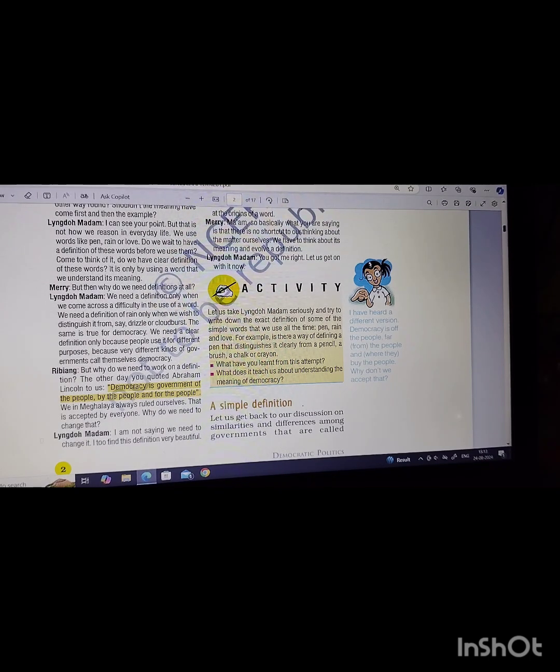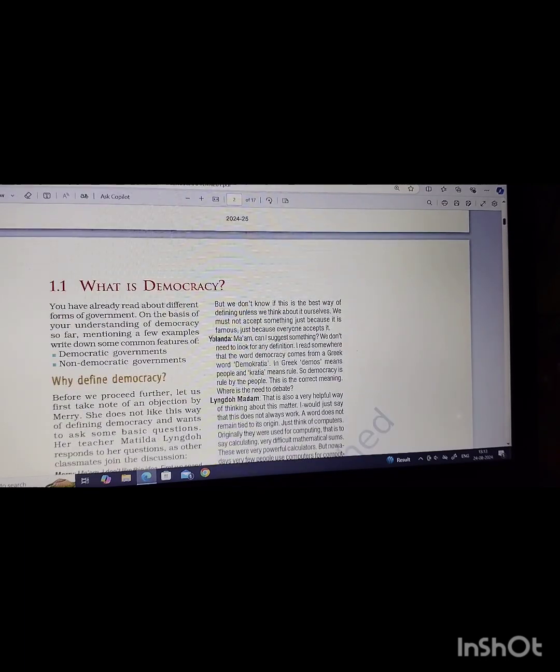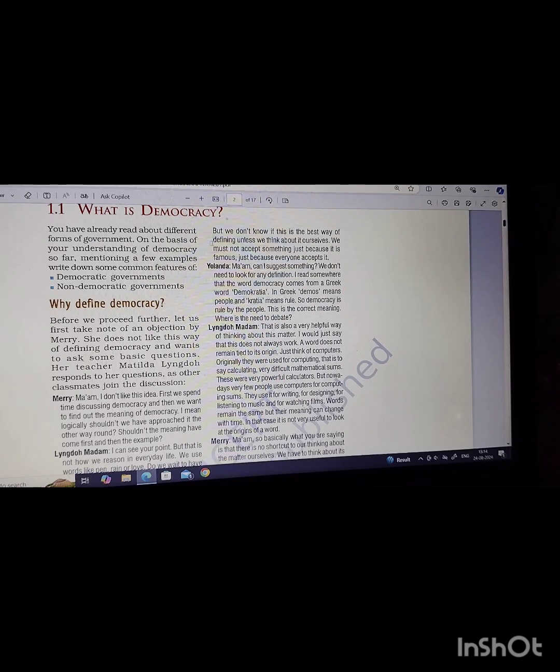So Ribyang is also saying, why do we need to work on a definition? Because Abraham Lincoln already said that democracy is government of the people, by the people and for the people. So when in Meghalaya they rule themselves, that is accepted by everyone. So why should we change that? Madam is saying that she is not saying we need to change it. I too find this definition very beautiful. But we don't know if this is the best way of defining unless we think about it ourselves. We must not accept something just because it is famous, just because everyone accepts it.